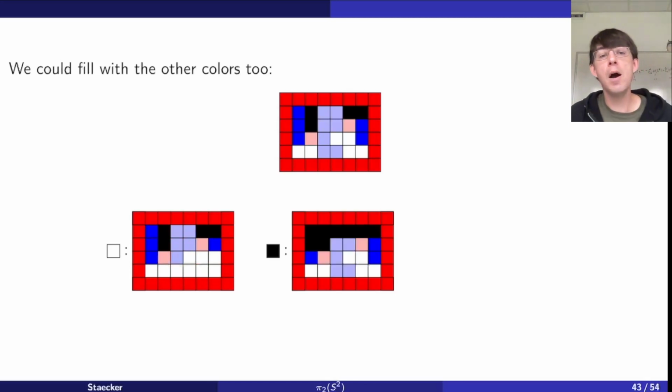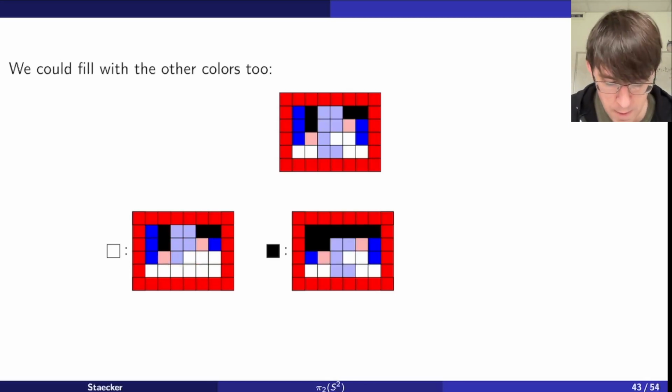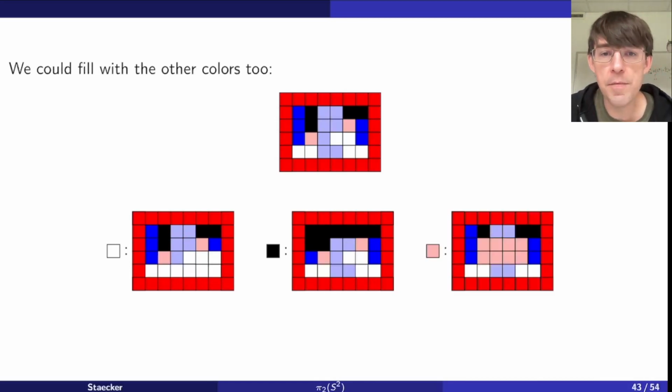All right. If you fill with black, you get this picture here. Everything becomes black except for the ones which were next to whites. And if you fill with pinks, you get this picture here. Everything becomes pink except for the ones which were next to reds. All right. This is how the fill operation works. And this too is achievable by these point-by-point moves.